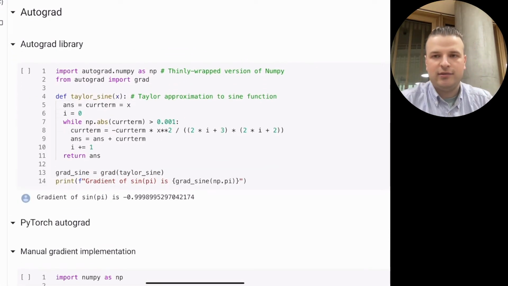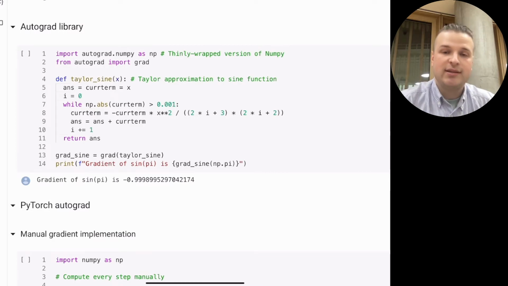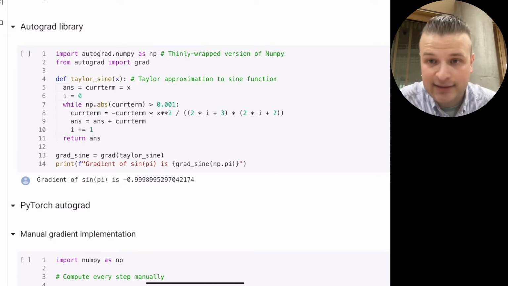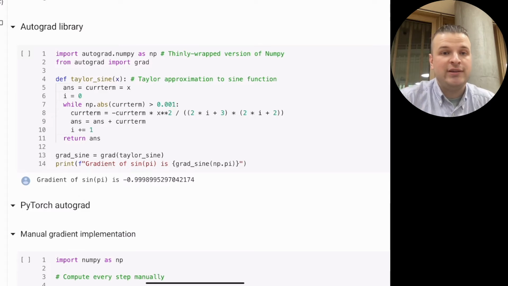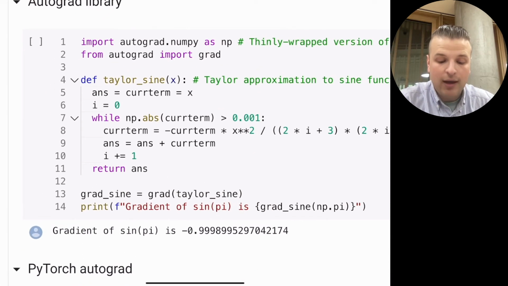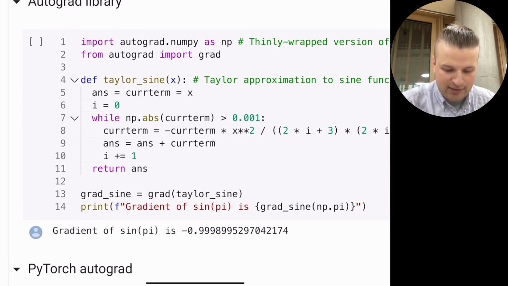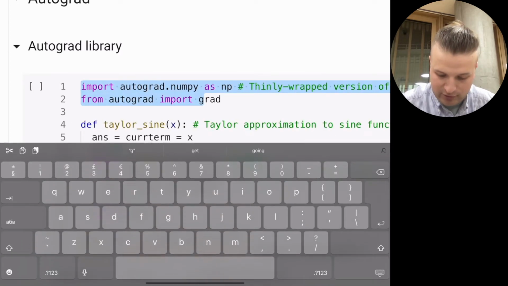And it all started from the Autograd library. That's why it is called Autograd nowadays, because initially it was the name of a library for automatic differentiation. So suppose we have a function, Taylor sine here, for example, which is a scalar function, and we just import the grad function from the Autograd library. That's it.